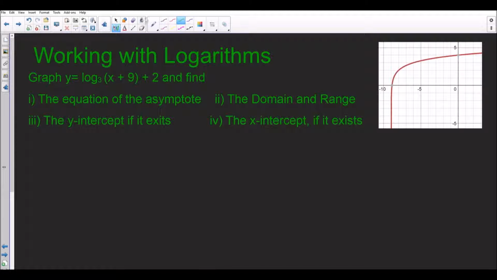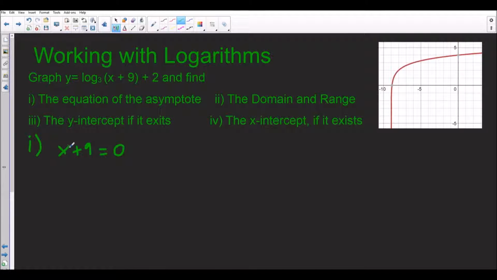Now what we're going to do first is these questions. Once you've graphed it, I would pause the video and graph it. We'll get going on these questions. So let's find the equation of the asymptote. The equation of the asymptote is actually just the stuff that's inside the brackets. So it'd be x plus 9, and you set that equal to 0.